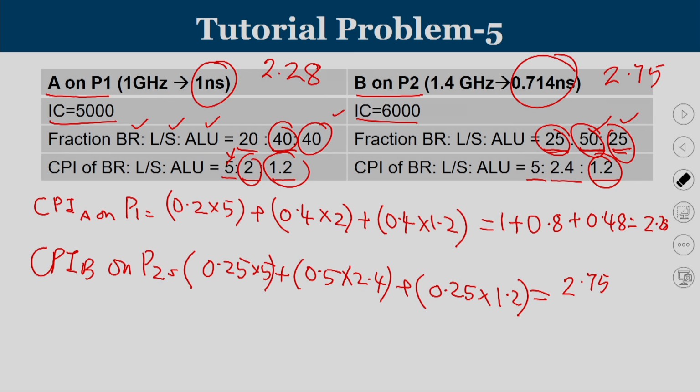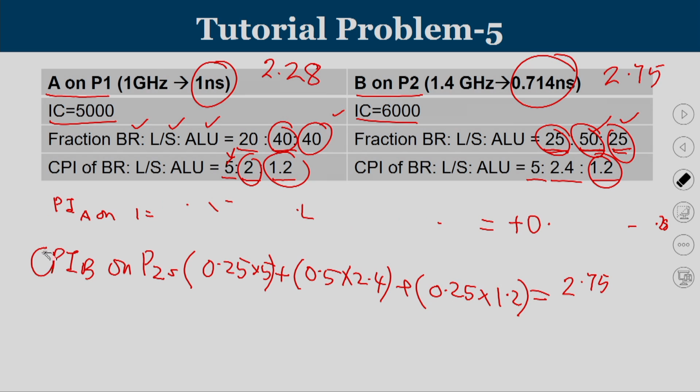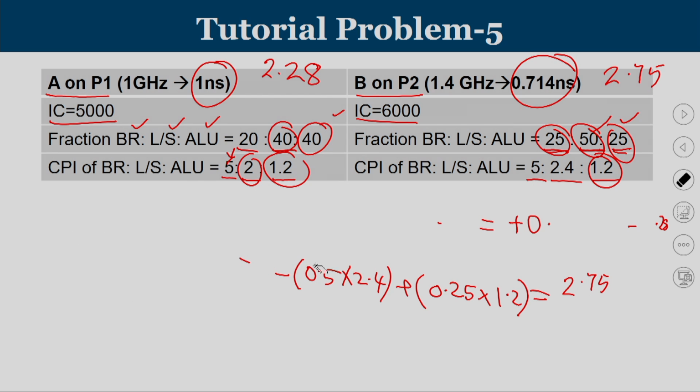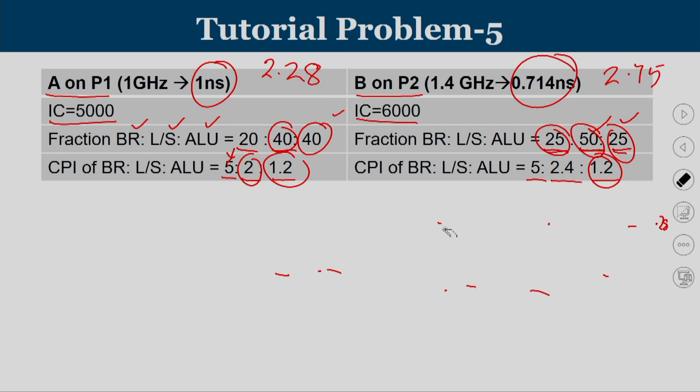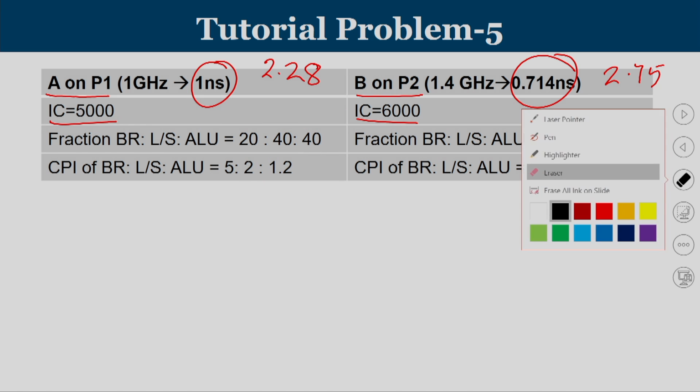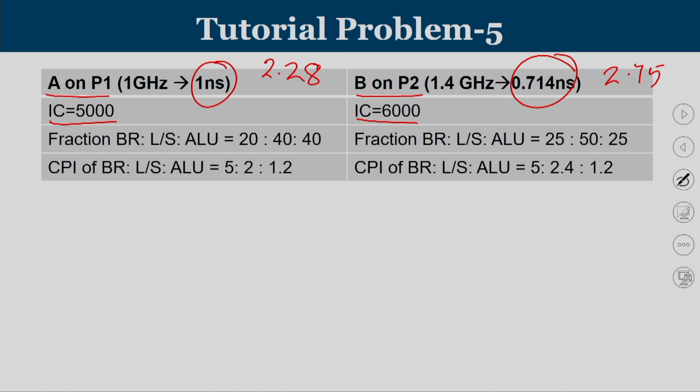Now, with CPI, how will you find out the execution time? So, program A, there are 5000 instructions. Each instruction's average CPI value is 2.28, and for program B, there are 6000 instructions. Each instruction CPI value is 2.75. The instruction count is varying, the CPI is varying, as well as the clock cycle time is varying.